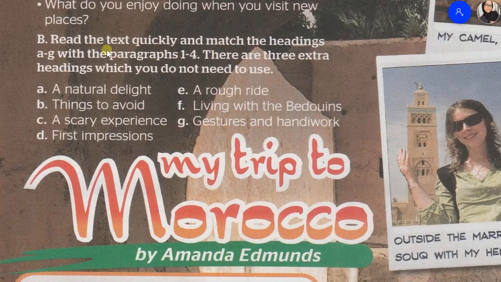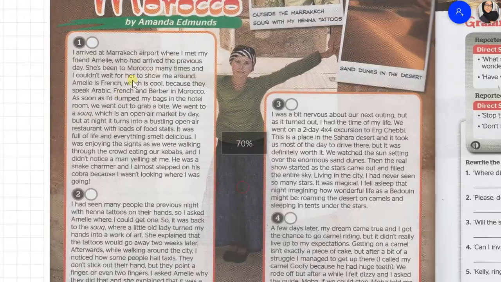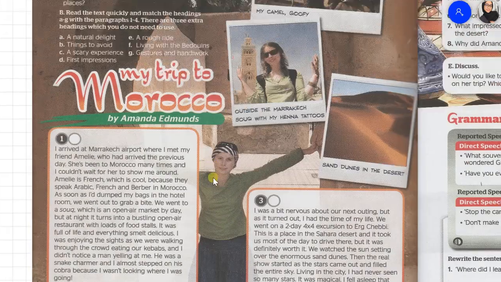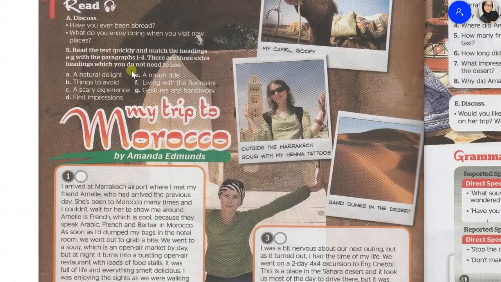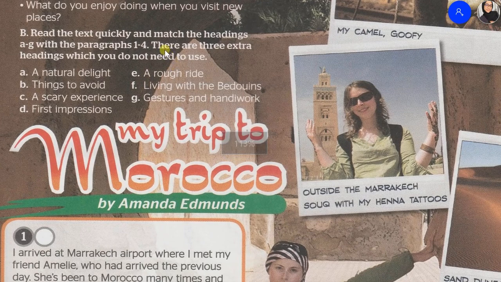Okay, now look at task B. Let's read the instruction. Read the text quickly and match the headings A to G with the paragraphs 1 until 4. These are the paragraphs 1 until 4. There are 3 extra headings which you do not need to use.